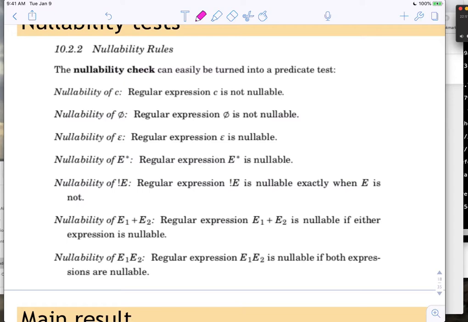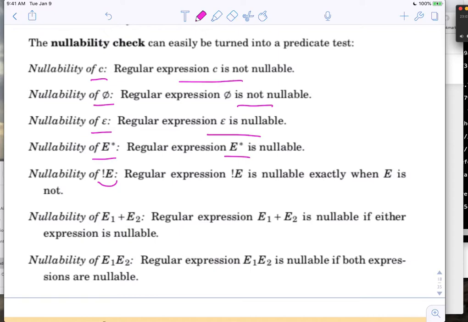So nullability of C, a single character, is not nullable. Is empty nullable? No. Epsilon nullable? Yes. E star, it is nullable. Now comes the nullability of negation of E. So there we pretend that if E is nullable, not E is not nullable. If E has epsilon in its language, not E cannot. So regular expression not E is nullable exactly when E is not nullable. The kind of swapping accept and non-accept you will see in a second.